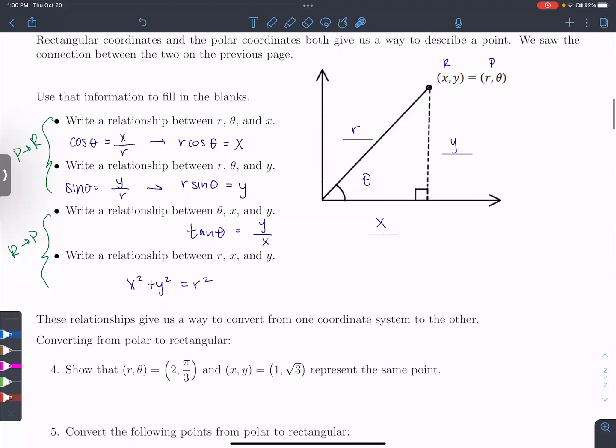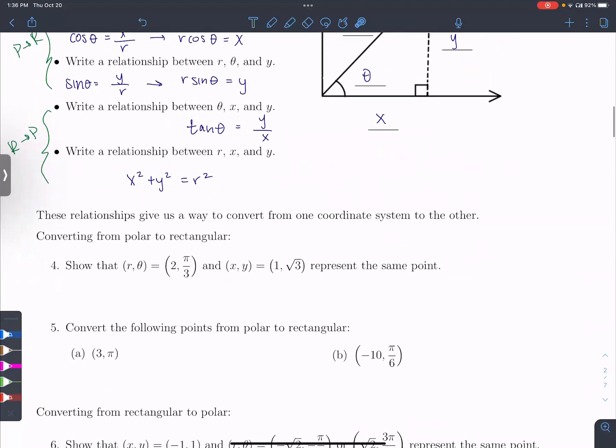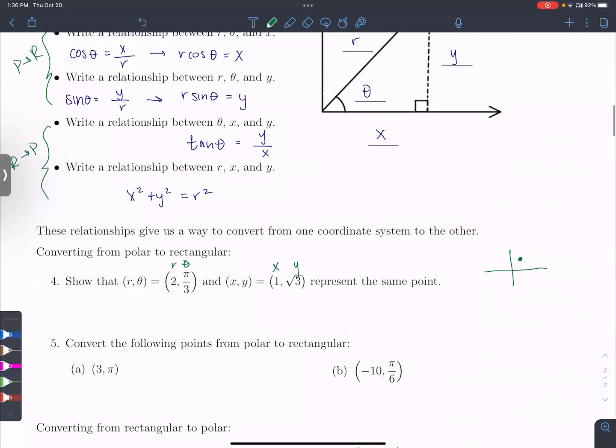So for number 4, we have that (r, theta) is (2, 2 pi over 3) and (x, y) is (1, root 3). And so either way, these should be in the same spot. 2 pi over 3 is going to be here-ish. And that (1, root 3) ordered pair is at least in the first quadrant, because they're both positive. Let's see that they are the same point by using those top two equations up here.